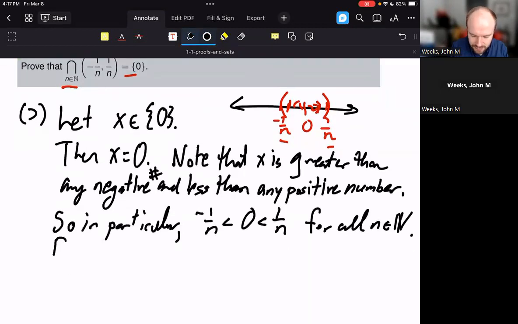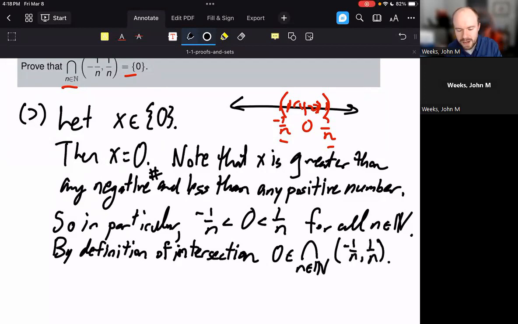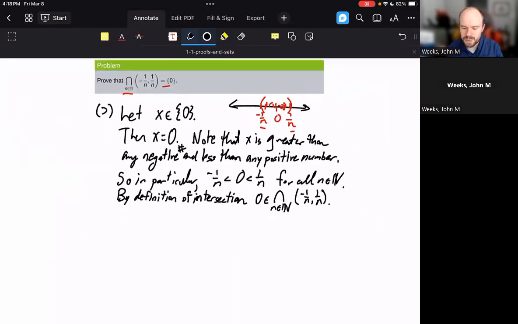Then by definition of intersection, and if I wanted to be particular, I would say set intersection, but I'm okay to talk about intersection now, given the context. Then 0 is in the set of the intersection over all n in N of (-1/n, 1/n). And we've gone through and now proven this with respect to one of our set inclusions. This is what that sort of thing might look like.